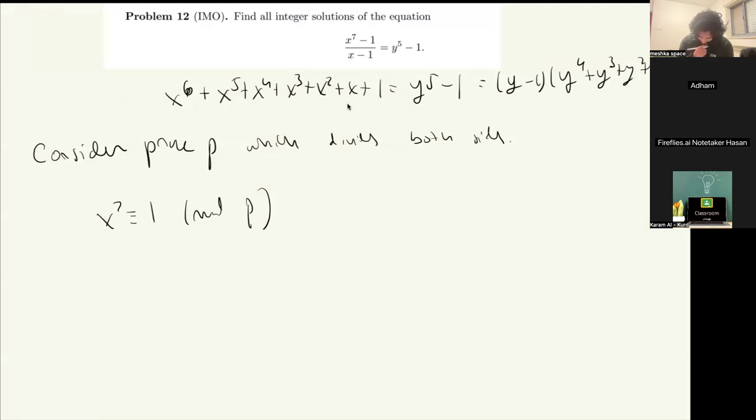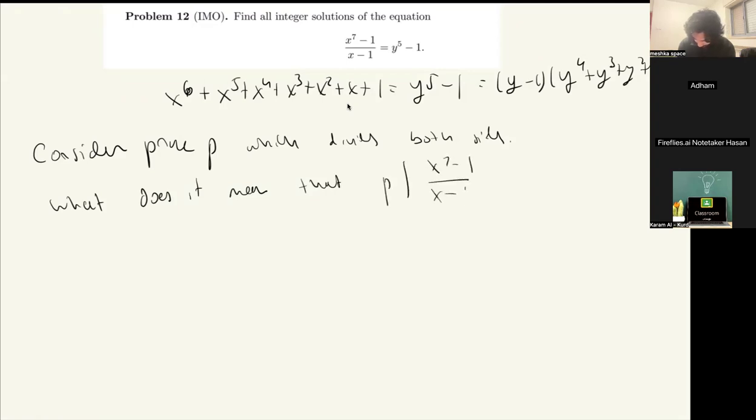So maybe let's think of it like this. Let's ask the question, what does it mean that p divides x to the 7th minus 1 over x minus 1? So certainly it can mean that x to the 7th is congruent to 1 mod p.